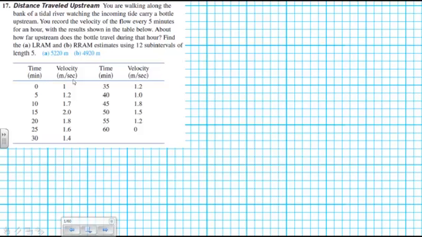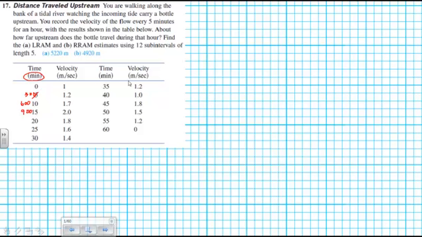We got to watch out for our units. The velocity is in meters per second, but the time is in minutes. So either we need to convert the velocities to meters per minute, or we need to convert the times to seconds. And so I am going to choose to convert all these times to seconds. And so instead of 5 minutes, I'm going to think of this as 300 seconds, 600 seconds, 900 seconds, etc.